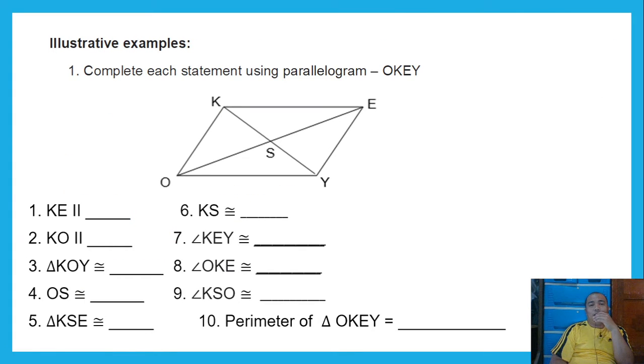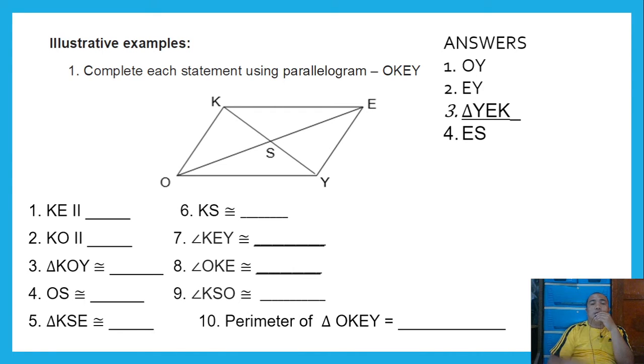Okay, let's try some examples. Complete the statement using parallelogram OKEY. So in parallelogram OKEY, we have the diagonals KY and OE, which intersect at point S. Number 1, KE is parallel to what side? Answer is OY. Correct. Number 2, KO is parallel to what side? EY. Number 3, triangle KOY is congruent to what triangle? Triangle YEK, or triangle KEY. Number 4, OS is congruent to blank. SE, since the diagonals bisect each other.